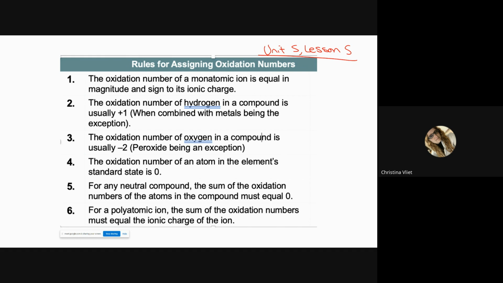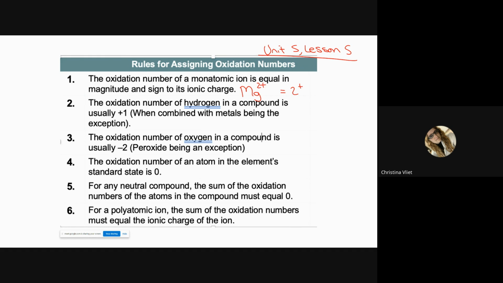So, let's go through the rules. Rules for oxidation numbers assignment. The first rule, the oxidation number of a monatomic ion is equal to the magnitude. What does the word magnitude mean? How big the number is, right? So the magnitude and the sign of its ionic charge. So that means that if you have an ion, trust what they tell you. Trust. If it says Mg2+, as an example, what's the oxidation number of Mg2+?